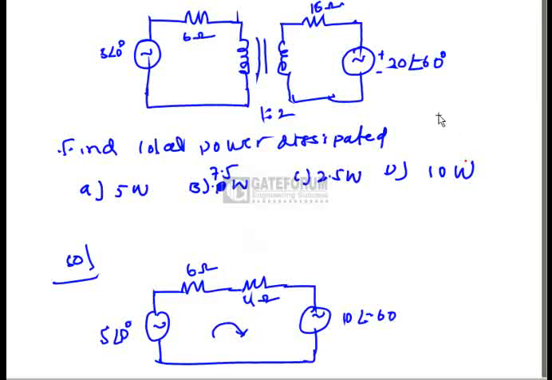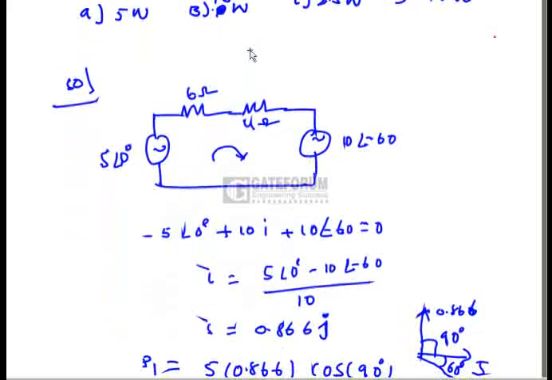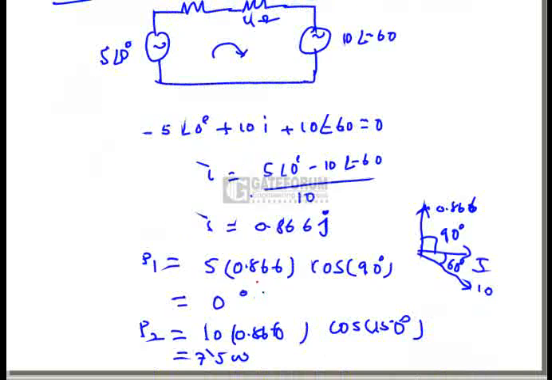So that's why we will get 4 ohms, and the voltage is divided by the transformation ratio, so 20 divided by 2, that is 10 at an angle minus 60 degrees. After finding that, we will find the current by applying KVL, and the current is 5 at an angle 0 minus 10 at an angle minus 60, divided by 10. If you solve this, the current will be 0.866 j. Now we will find the values of P1 and P2, which are 0 watts and 7.5 watts. So this is the total power generation in the network.